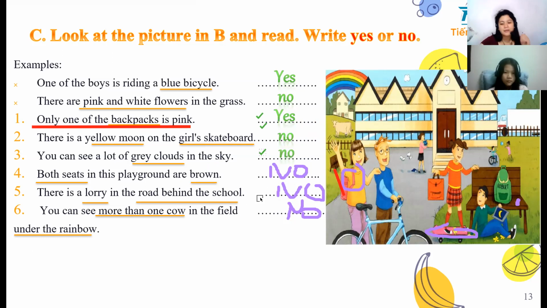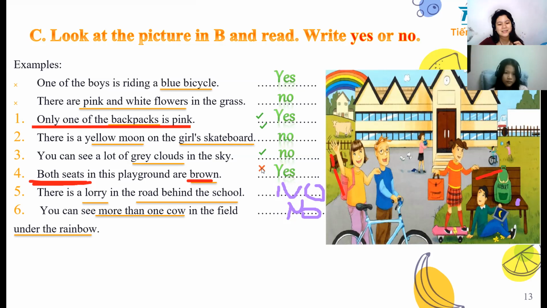Both seats in the playground are brown. And that is? Yes. Okay, what seats? This is the first one and this is the second one. So therefore, there are only two seats in the playground. And both of them are brown. I think the glass is brown. No. Look at the sentence. It's talking about the seats. Okay? Seats. Both seats are brown. Oh. That's why I have some problem. Okay. So, therefore, I'll give you a marked answer here.